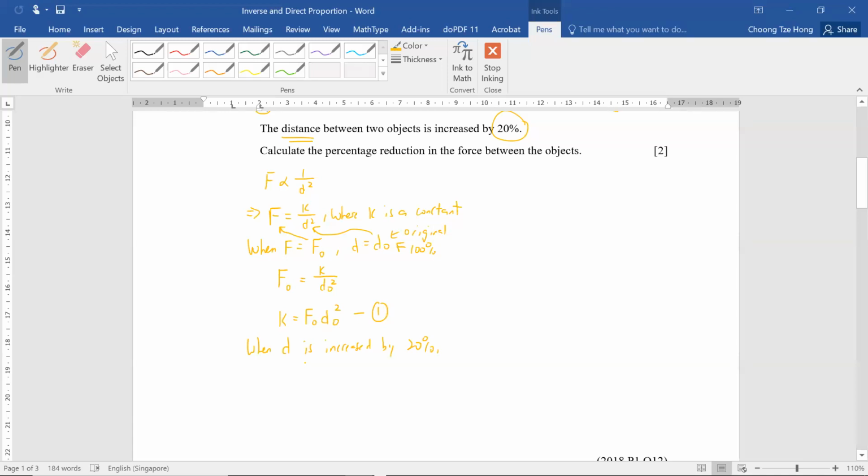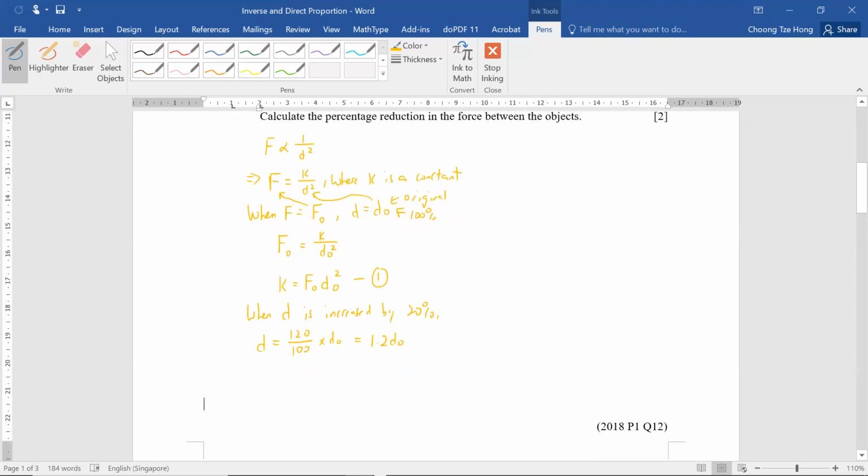So we can actually calculate the value of the new D in terms of D naught. The new D value will be 120 over 100 times D naught, which gives us 1.2 D naught. Now basically they are saying when the distance increases from D naught to 1.2 D naught, what is the percentage reduction in the force?